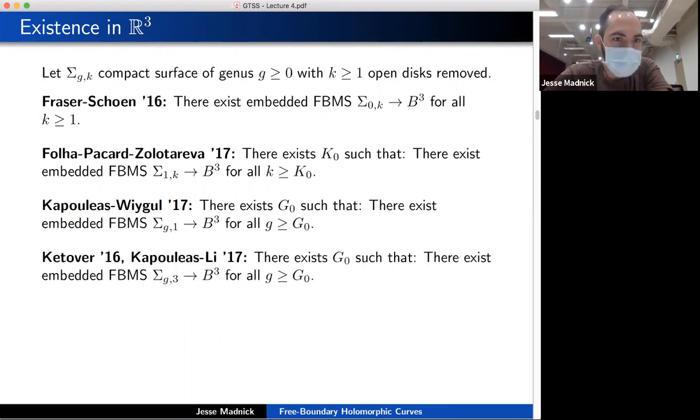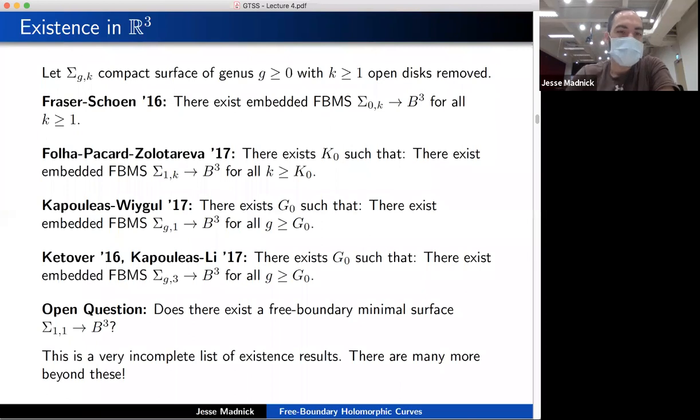A similar result was proved independently by Kapouleas and Lee using gluing techniques, and by Ketover using min-max theory. They showed that there exist embedded free boundary minimal surfaces with 3 boundary components where the genus is sufficiently high. It's an open question, notice this is not addressed by the above, as to whether there exists a free boundary minimal surface of genus 1 and 1 boundary component. That's not known at the moment.